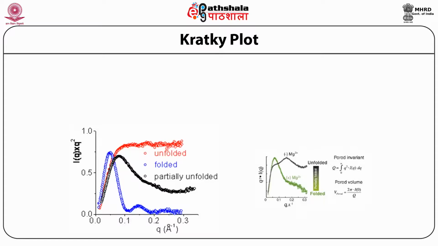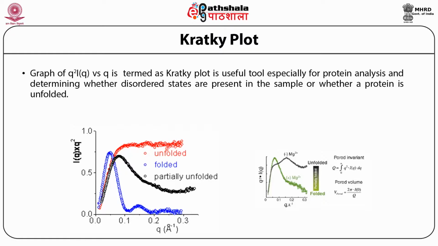Kratky plot is another important feature when working with small angle X-ray scattering. It helps you find out whether the molecule is folded, unfolded, or partially folded, especially when we are working with proteins. It is a graph of q squared times I(q) versus q, which is termed a Kratky plot. As I said, it is a useful tool, especially for protein analysis and also to determine whether disordered states are present in the sample, or whether the protein is unfolded or folded.